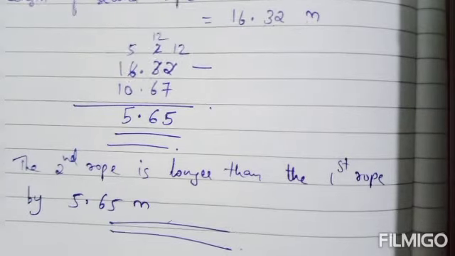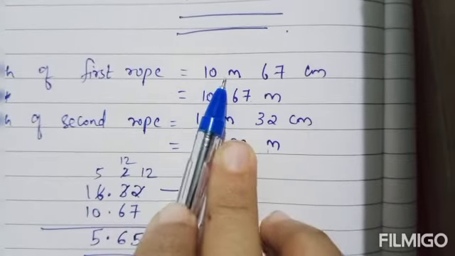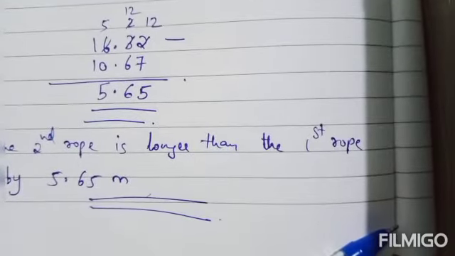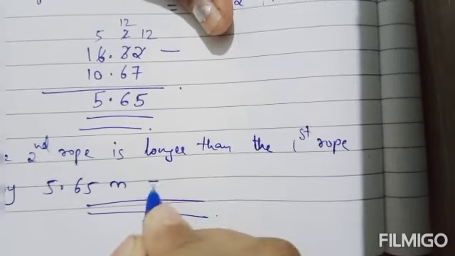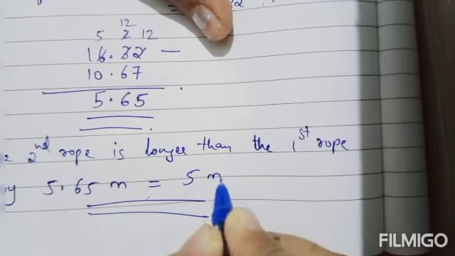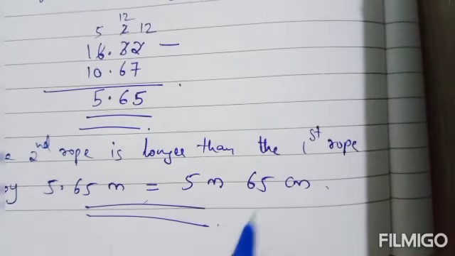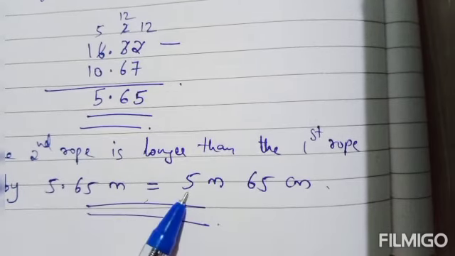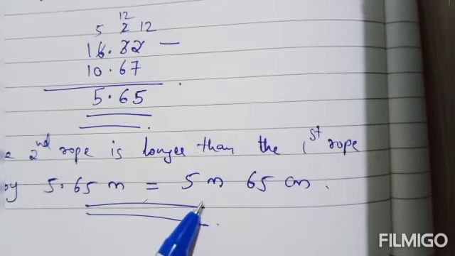Okay. Here the length of rope is given in meter and in centimeter. So we should give the answers also in meter and centimeter. 5.65 meter means it is equal to 5 meter 65 centimeter. Okay, in the question it is given in meter and centimeter. So answer also you should give in meter and centimeter. So 5.65 meter means it is 5 meter 65 centimeter. Okay, you should write your answer like this.